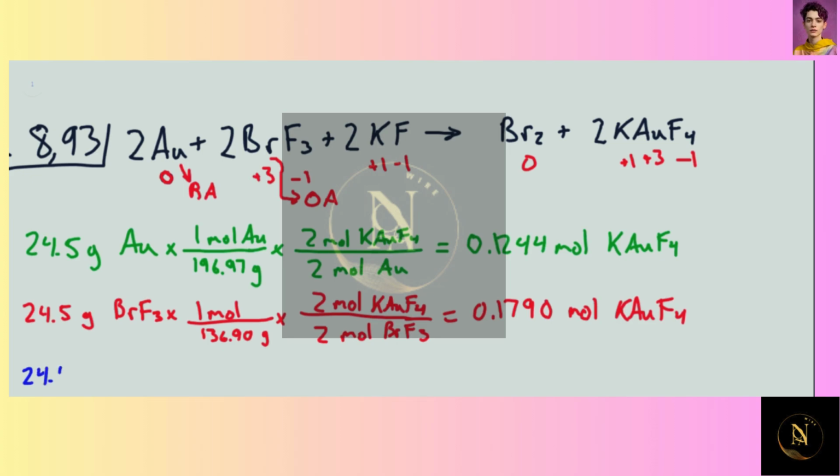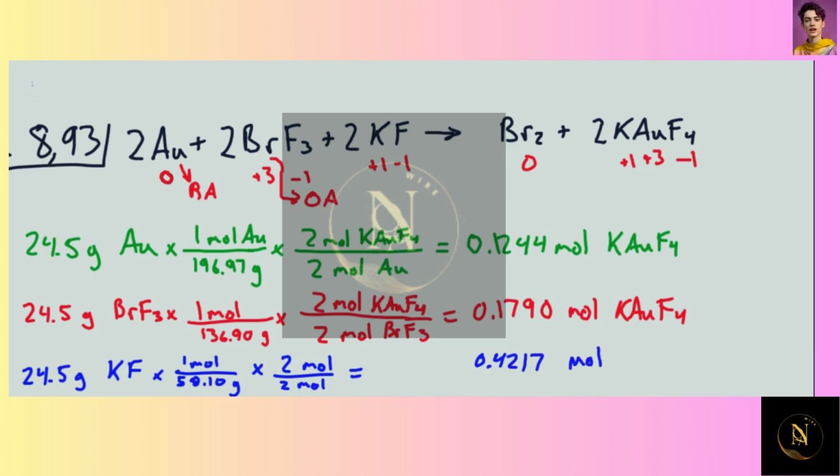Now finally, we have 24.5 grams of KF. We want to do the exact same thing. We divide by 58.10, our molar mass, and we multiply, the ratio is again 2 moles to 2 moles. And the value we get is 0.4217 moles of KAuF4.